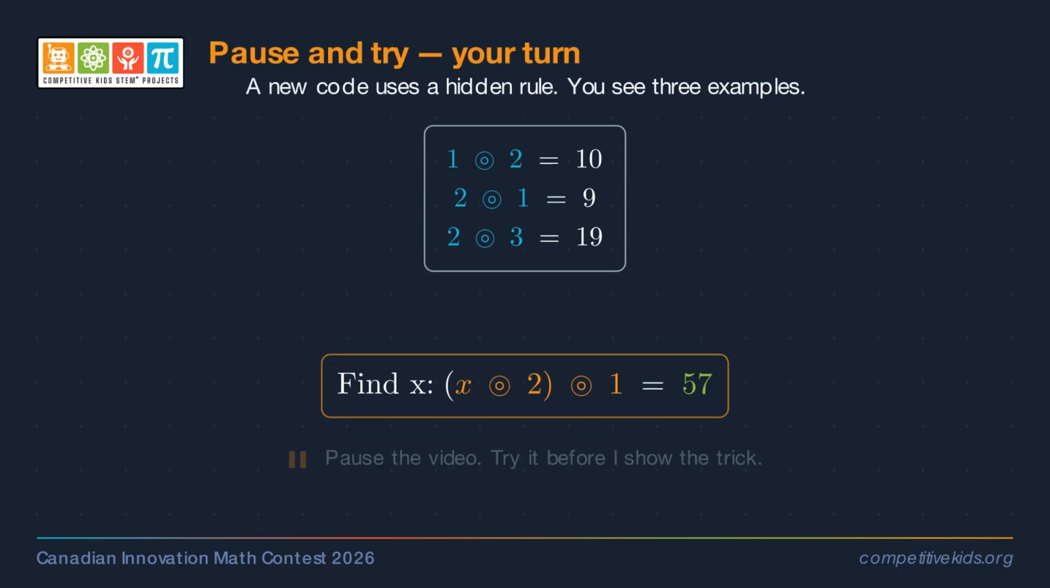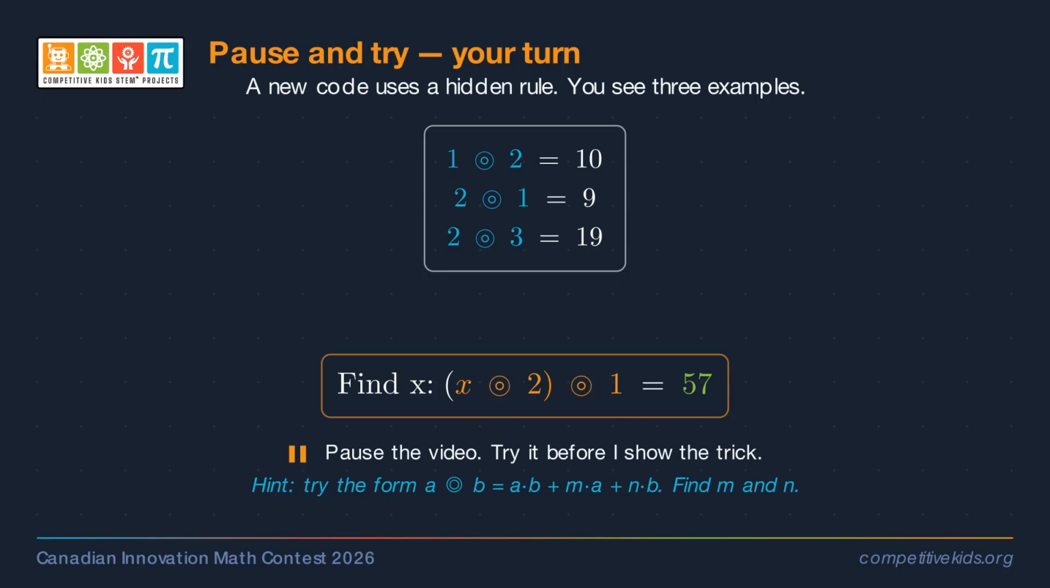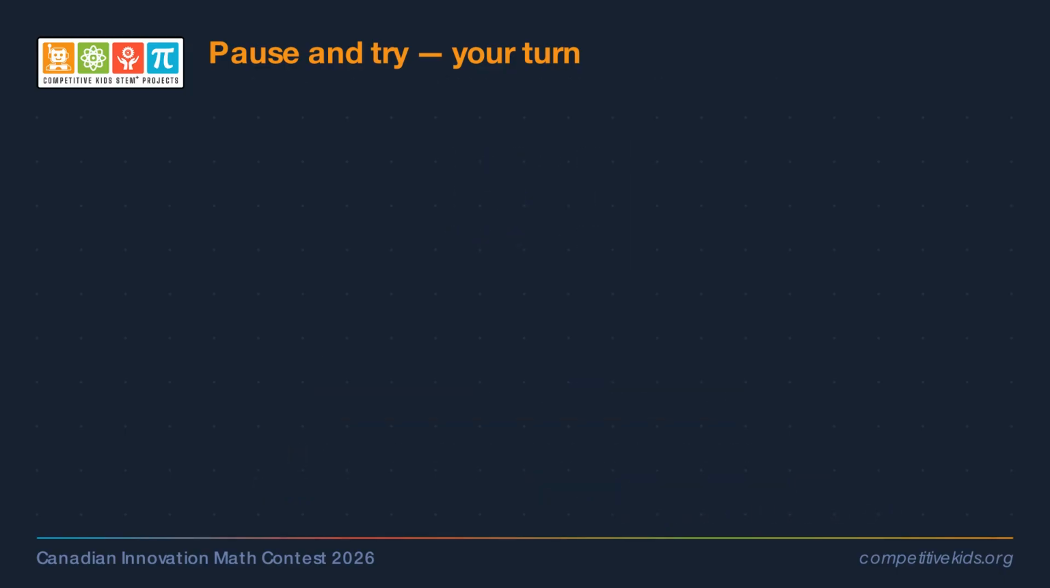Pause the video. Try it before I show the trick. The rule looks like a times b plus ma plus nb. Find m and n. Assume the rule fits that form.